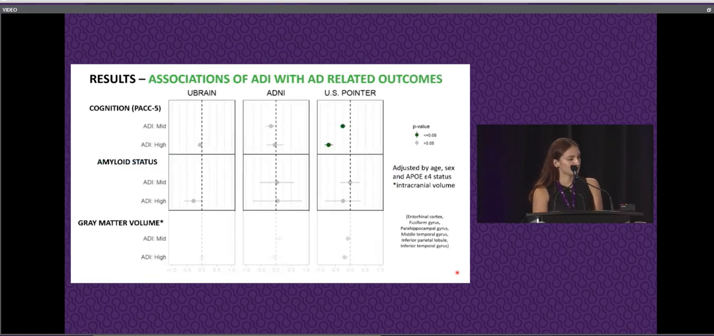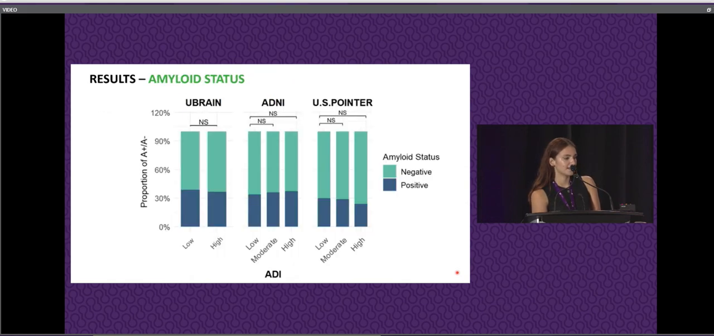Then for amyloid status, we didn't see any significant associations in any of the cohorts, suggesting that participants had the same odds of being amyloid positive independently of deprivation.